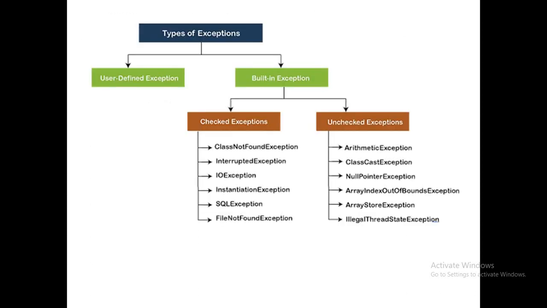The two main types of exceptions are user-defined and built-in, where built-in exceptions are further classified as checked and unchecked exceptions. Under checked exceptions, we have class not found exception, interrupted exception, IO exception, instantiation exception, SQL exception, file not found exception. And under unchecked exceptions, we have arithmetic exception, class cast exception, null pointer exception, array index out of bounds exception, array store exception, as well as illegal thread state exception.